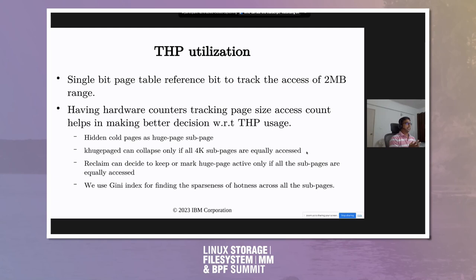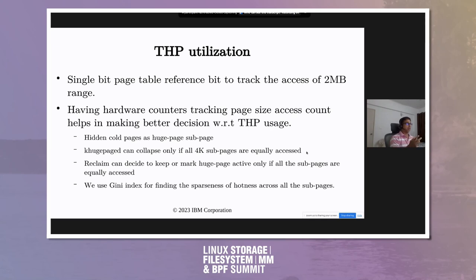So the logic here is that when we are doing an RMAP walk, we look at the page table reference bit and find that the 2MB page is hot. We look at the utilization metrics using hardware counters and decide whether the folio needs to be reclaimed, put back as active, or kept so that it's given one more chance in the same oldest generation. I mean, there are three options. We could actually use hardware counters for making this decision, right?